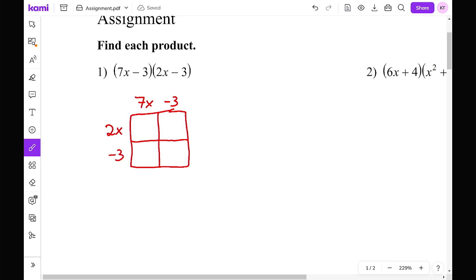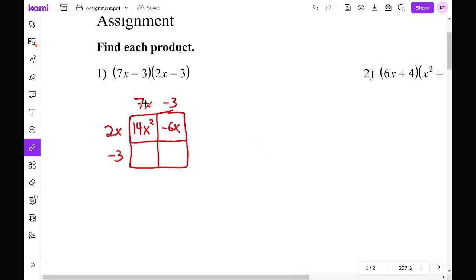And so then once we draw our box, I'm just going to go ahead and multiply things together. So 7x times 2x, that will give me 14 because I'll multiply 7 and 2 first. And then x times x will give me x squared. So 14x squared. Then I will have 2x times negative 3, which will give me a negative 6x. 7x times negative 3, which will give me a negative 21x. And then lastly, negative 3 times negative 3, a negative times a negative will give me a positive, so that will give me 9.